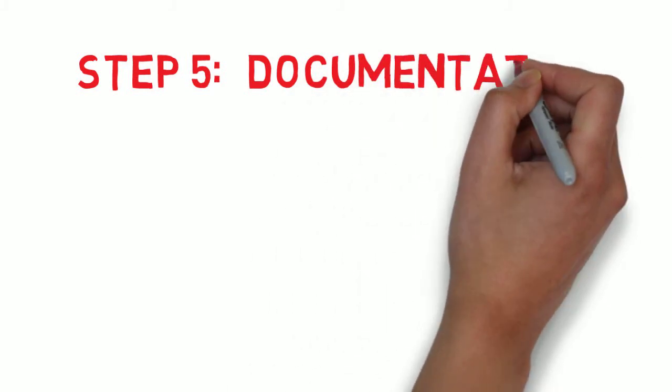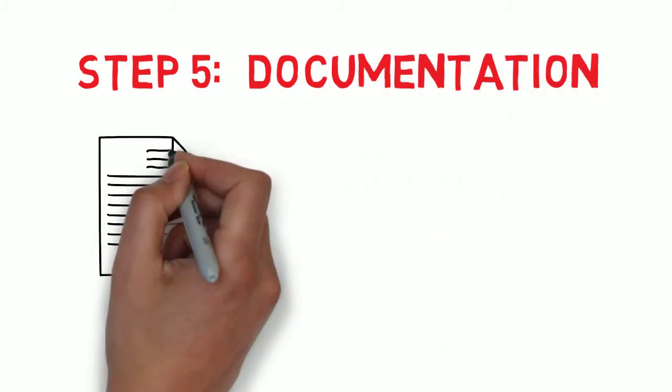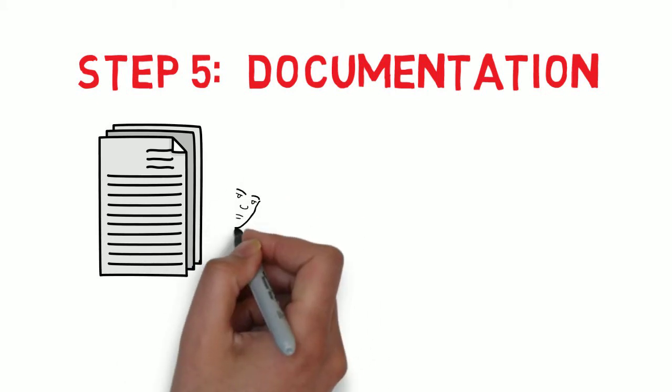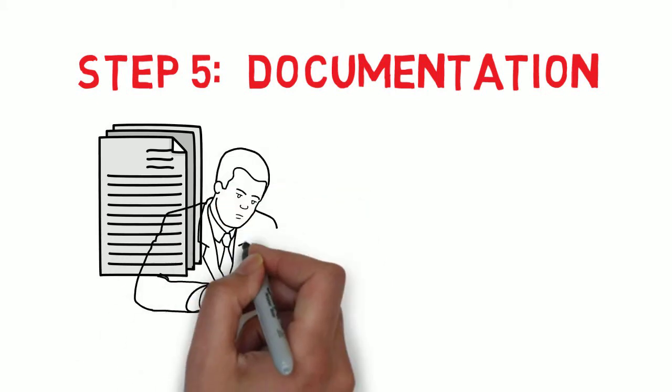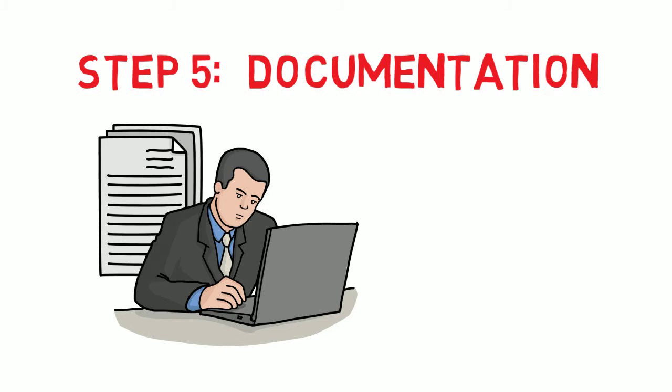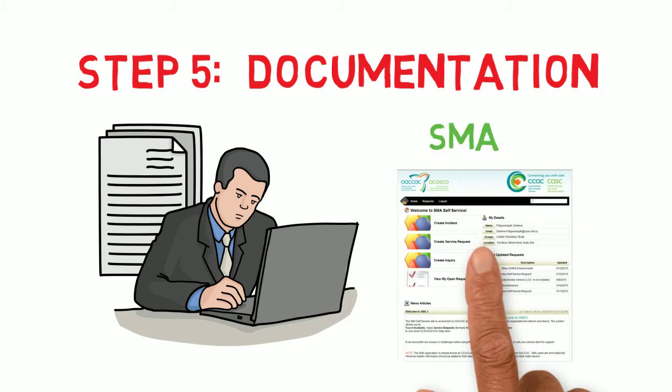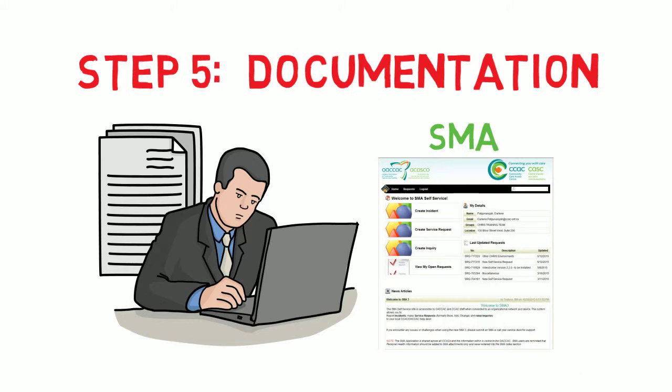Step 5. Documentation. Based on the investigation, the OACCAC privacy team writes a report to document the privacy event and related actions. They may interview you for additional details. Once approved by the Chief Privacy Officer, this report is submitted as an SMA for documentation purposes.